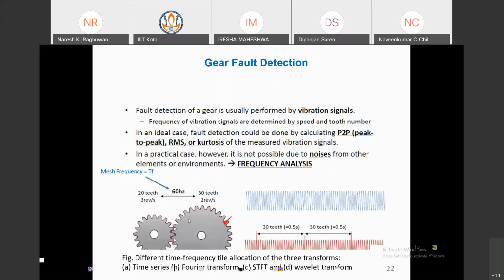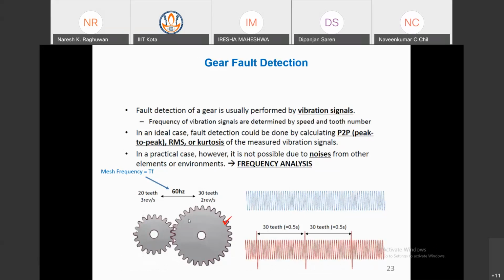Okay, after knowing the time domain signal, frequency domain, and time-frequency domain signal, the next thing is fault diagnosis. How will we do fault diagnosis? In gear fault detection, mechanical engineers are very well acquainted with gears, and electrical persons are also familiar with gears, but not the terminology. I will explain something about the terminology also.